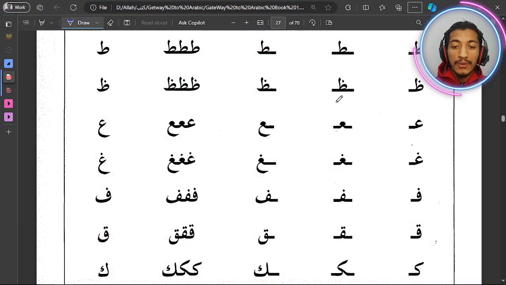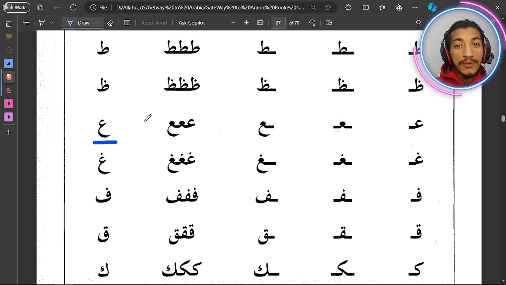Now let's go to our book. As last time we stopped at ضاء, now we will start with عين. Yes, you remember عين. عين looks like two scissors, one of them small and the other big.